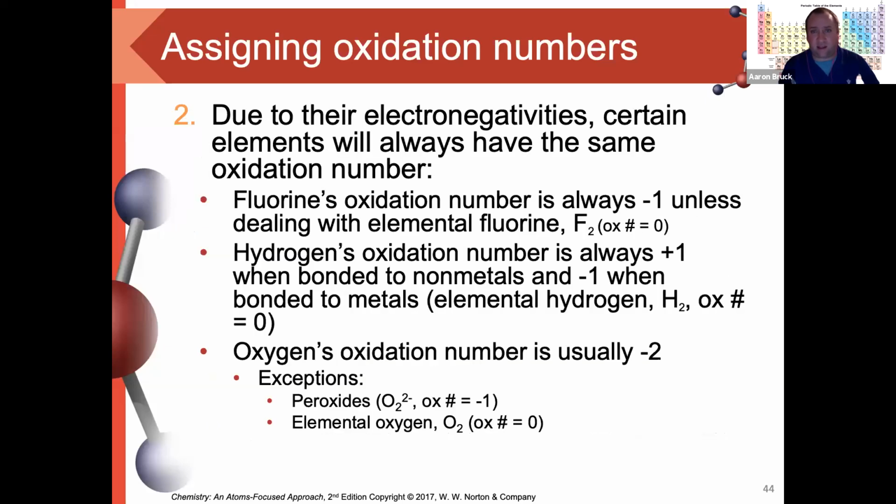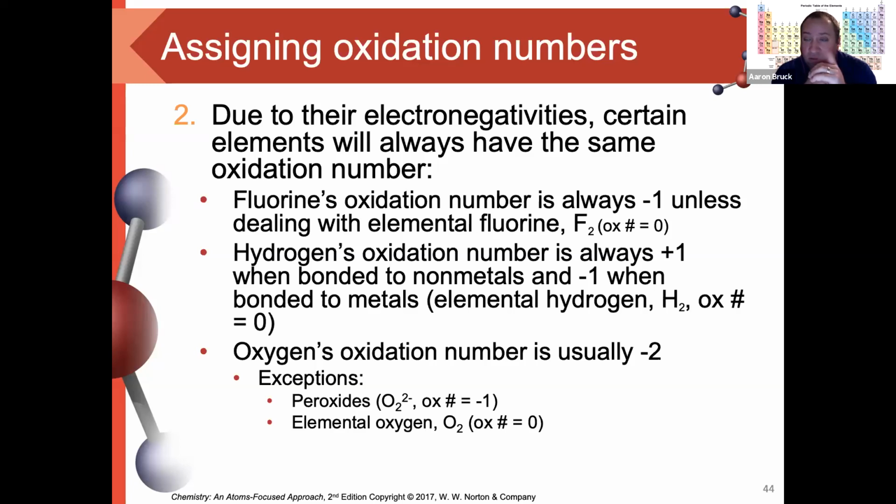Second guideline: because of electronegativity, there are some elements that are always going to have the same oxidation number. So fluorine, for example, is the most electronegative element on the periodic table. Unless it is by itself, in which case it would have an oxidation number of 0, it's going to have an oxidation number of -1. Oxygen is the second most electronegative element. It's going to have an oxidation number of -2.